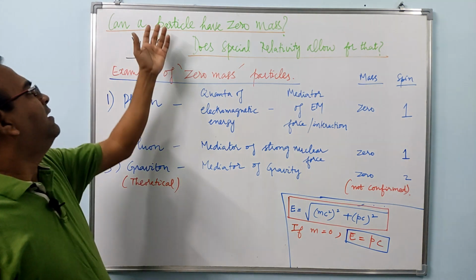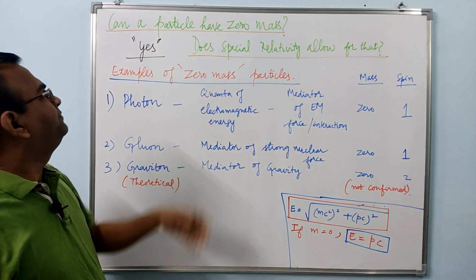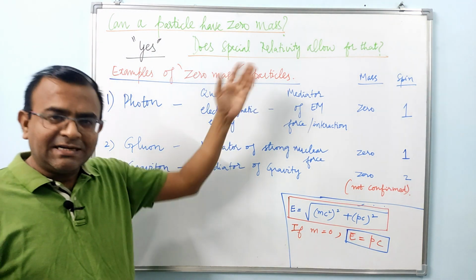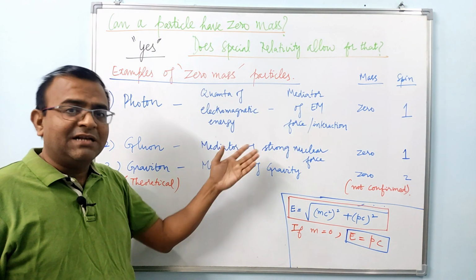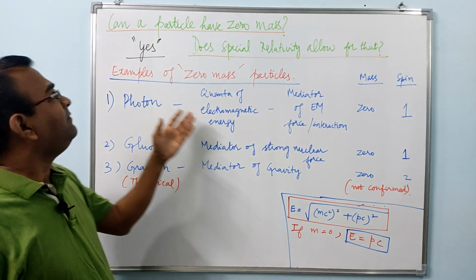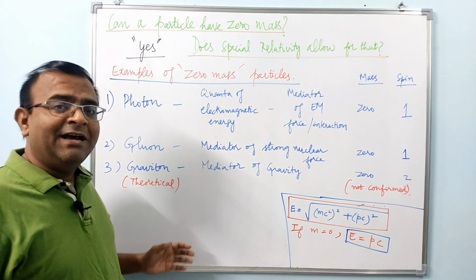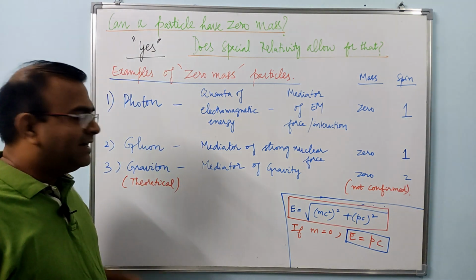So again, we know that special theory of relativity does allow for massless particles. So massless particles can exist, and these are the examples.